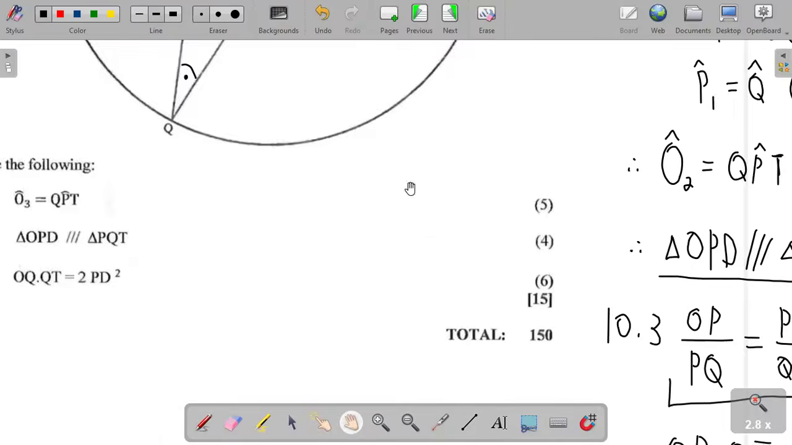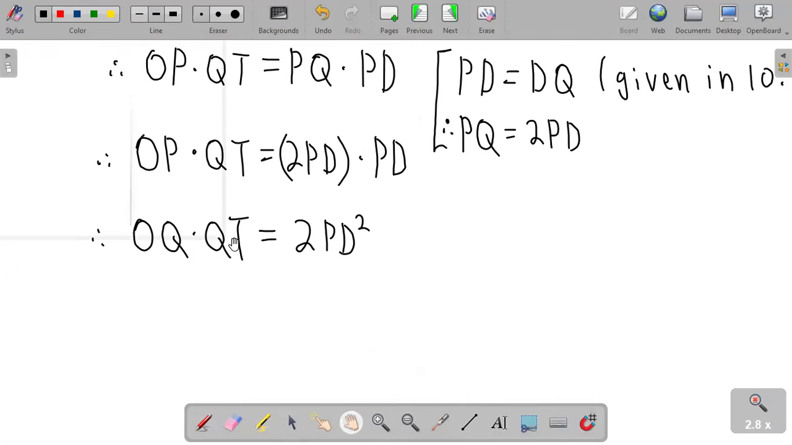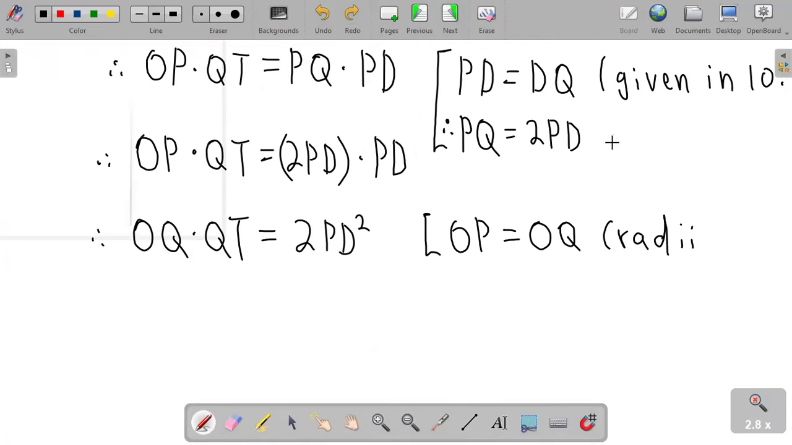So this means that therefore OQ and QT equals 2PD squared, because we also know that OP equals OQ, isn't it? Because they are radii. OP is a radius and OQ is also a radius.